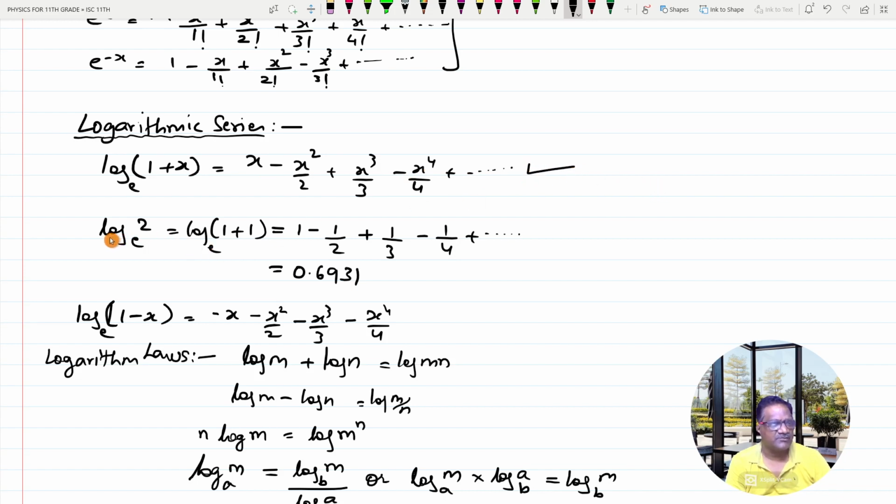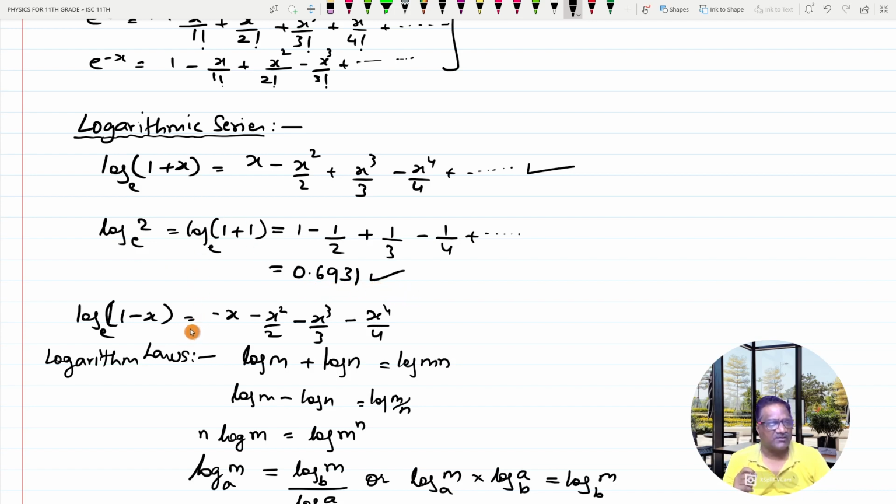For example, suppose you have log of 2 to the base e, then this log of 2 can be written as log of 1 plus 1 to the base e, right? Now this 1 plus 1 is of the form 1 plus x, so this can be written as 1 minus 1 upon 2 plus 1 upon 3 minus 1 upon 4 plus 1 upon 5 minus 1 upon 6, that way. And if you do this total, you will get 0.6931. Okay, and on the calculator, if you type this value log of 2 to the base e, you will get the same answer, 0.6931.